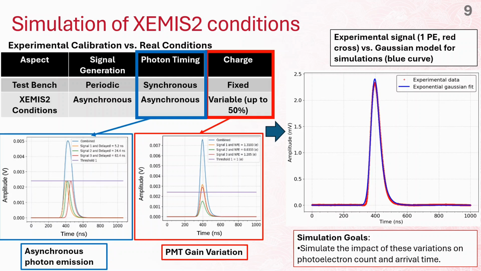And to do that, we use a Gaussian model for 1 photoelectron. And a random delay is applied for each photon to simulate asynchronous emission. And PMT gain variation is modeled with a normal distribution, and this factor increases the uncertainty in ToT measurement.